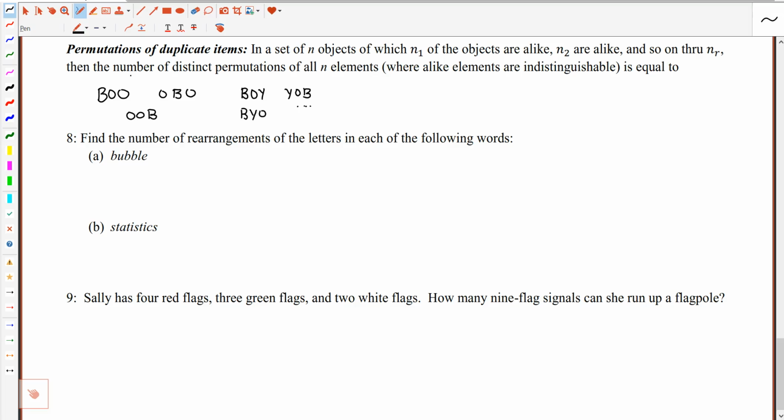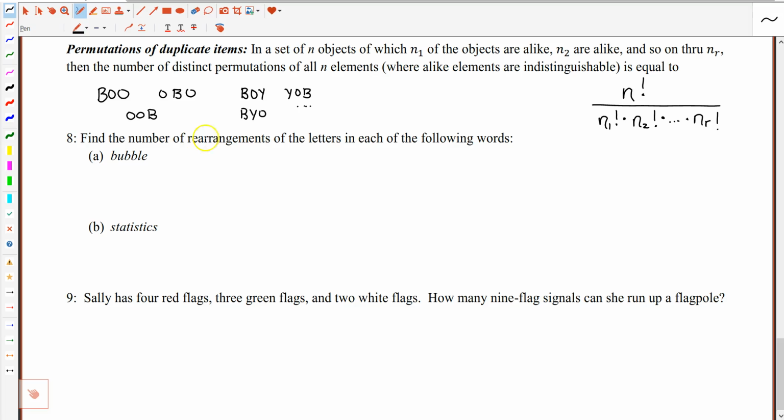So if you have a set of n objects, that'll be the total number of things that you have, in which n1 of the objects are alike, n2 are alike, and so on. The number of permutations will be n factorial in your numerator, and in your denominator will be n1 factorial times n2 factorial through nr factorial. That's a hard formula to see what's going on with, so let's immediately apply it.